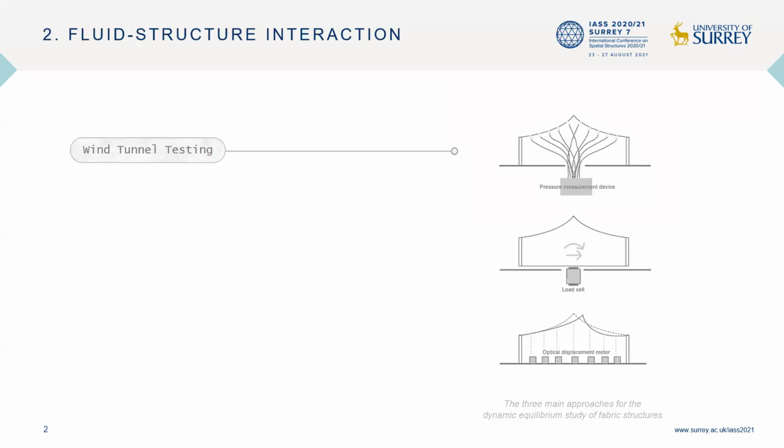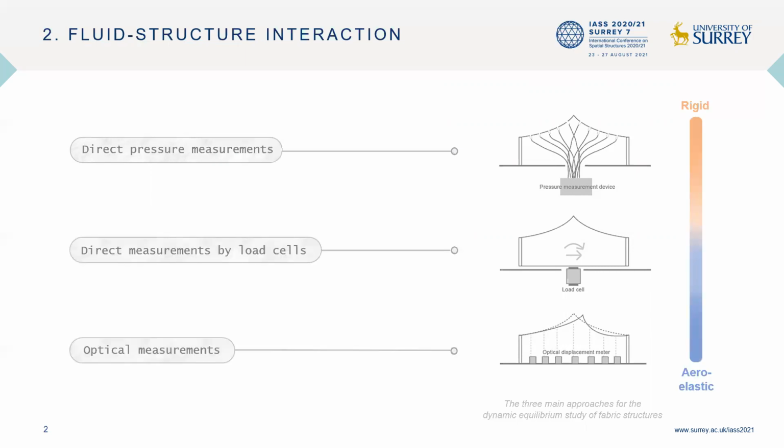Nowadays, three main approaches for the dynamic equilibrium study of fabric structures are applied. Going from rigid to aero-elastic models, we have direct pressure measurements during wind tunnel testing, direct measurements of the overall reaction forces by load cells, and as a third, a combination of optical measurements during wind tunnel testing and numerical fluid analysis. For deformations of flexible fabric structures, however, it is more the domain of digital image correlation that starts to gain interest for further investigations.